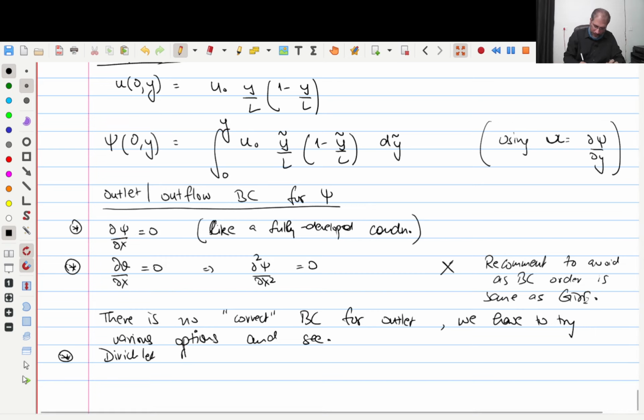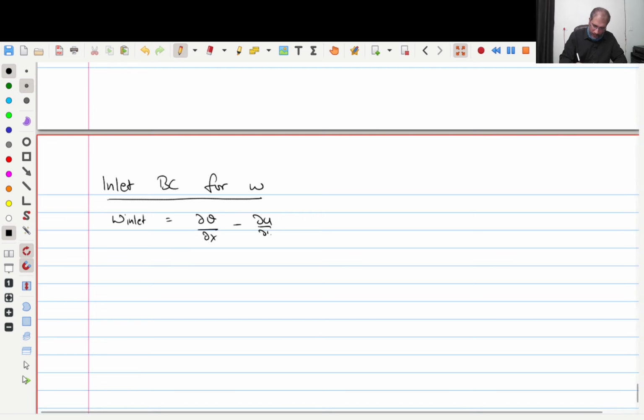All right, so these were the inlet and outlet boundary conditions for the stream function psi. The next thing we'll want to discuss, and that is going to be the last thing because we've already talked about the walls, is the inlet and outlet boundary conditions for the vorticity omega. So let's start with the inlet boundary condition for omega. So omega is defined as del v by del x minus del u by del y.